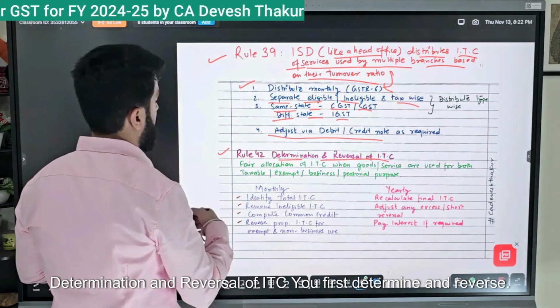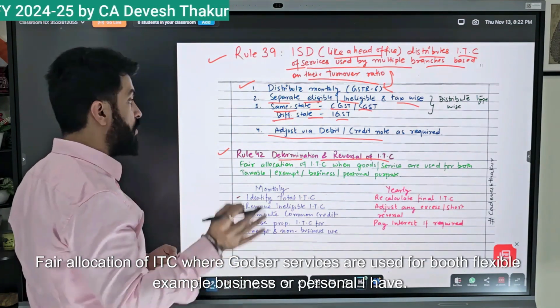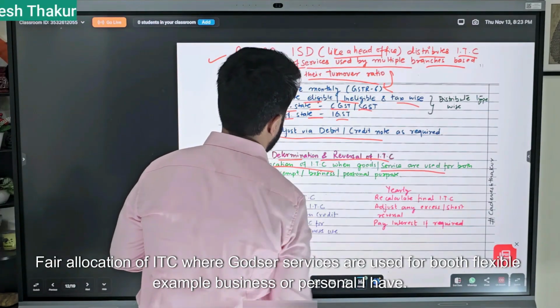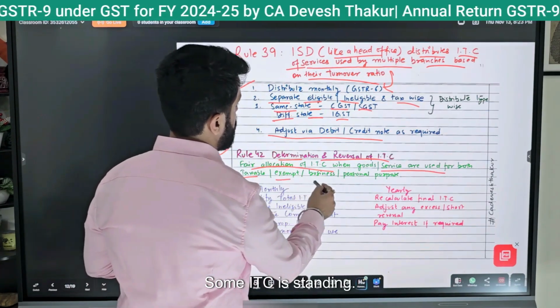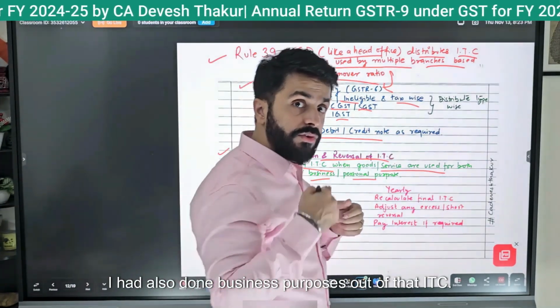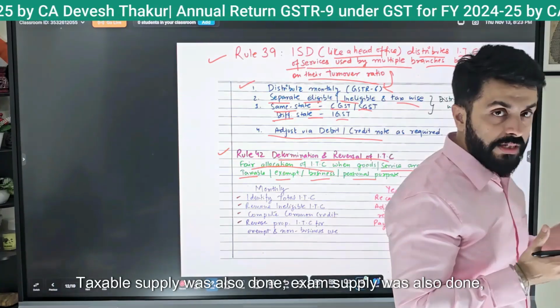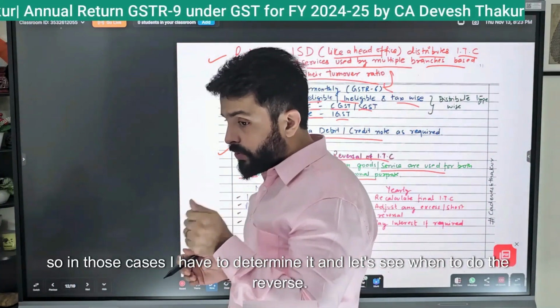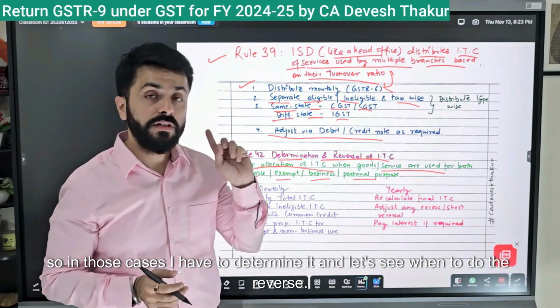You first determine and reverse. Fair allocation of ITC where goods or services are used for both business and personal purposes. I have some ITC standing. I had used some of that ITC for business purposes, taxable supply was also done, and exempt supply was also done. So in those cases, I have to determine it, and let's see when to do the reverse.